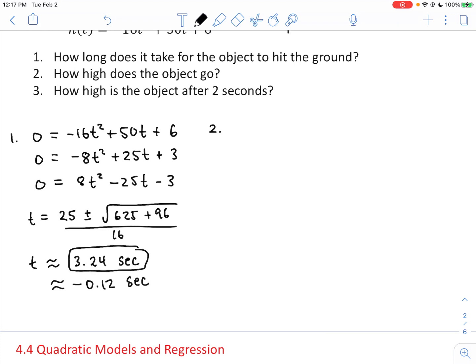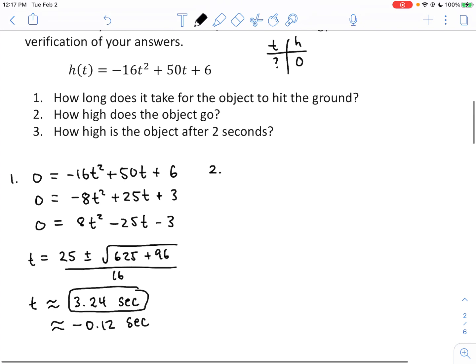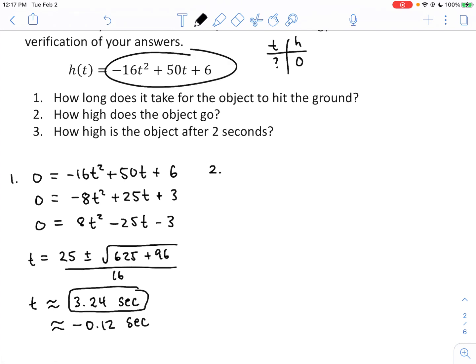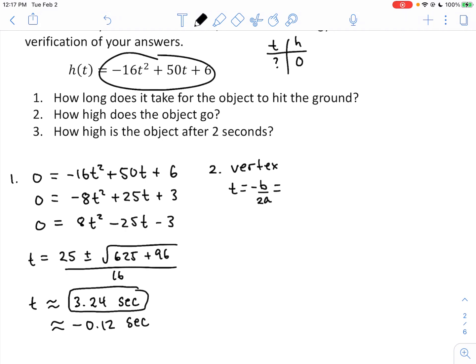How high does the object go? Well, this is like finding the vertex of this parabola. Because the parabola is written in general form, I'm going to use that the t-coordinate is calculated by doing negative b over 2a. I'm looking at this function right here for my b and a. So we're doing negative 50 over 2 times a. That's going to be over negative 32, which is 25/16 seconds. And 25/16 is 1.5625.